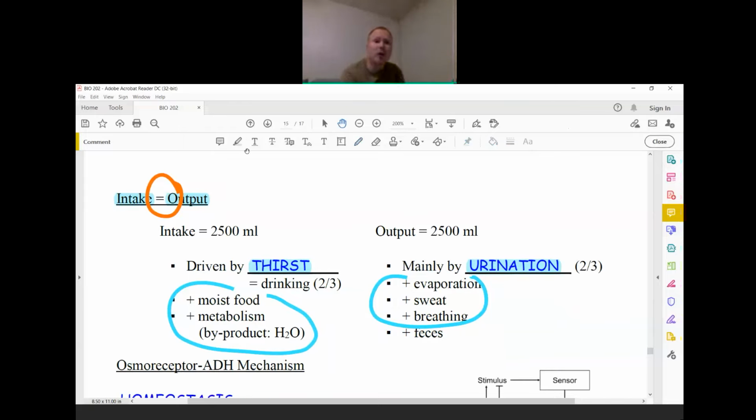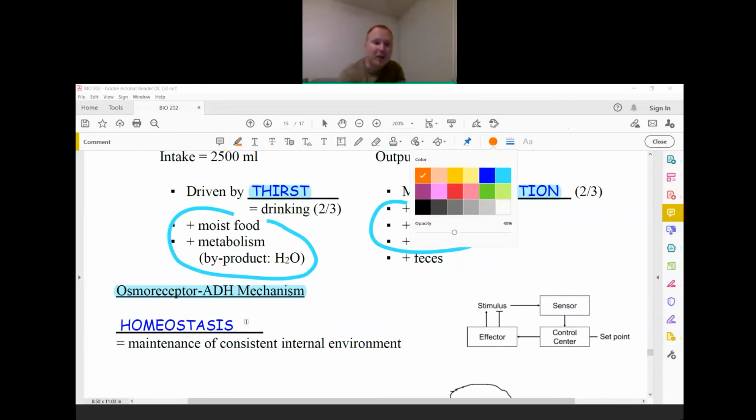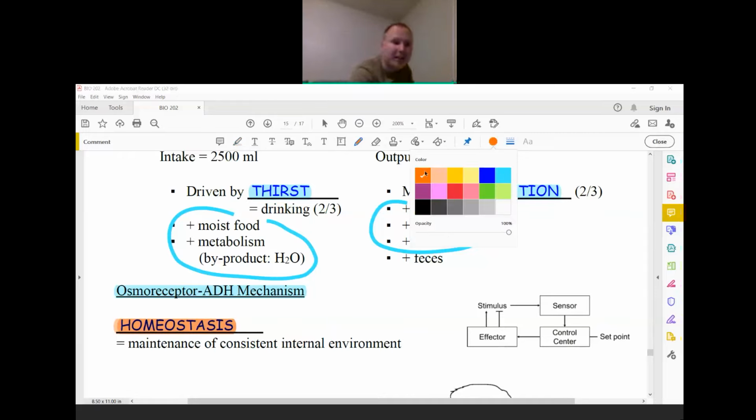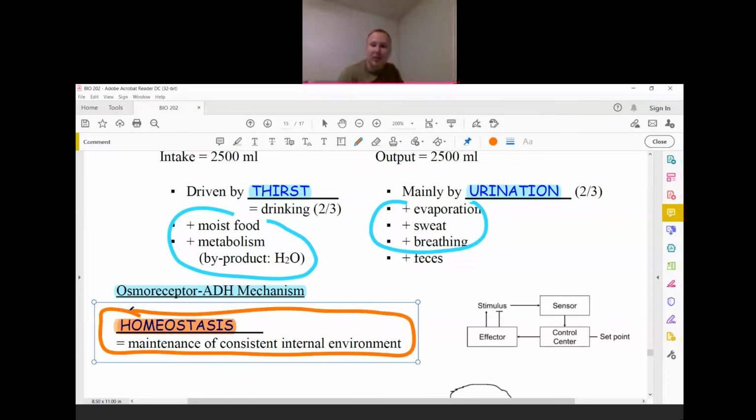The next concept that we should talk about is the osmoreceptor ADH mechanism, and that's kind of a complex topic, so I've simplified our life a little bit. We remember the concept of homeostasis. I spoke about that quite a bit at the beginning of our course, and I said that that's one of the concepts that we will use to explain many other things in our studies, and this is what we're doing here with the osmoreceptor ADH mechanism as well.